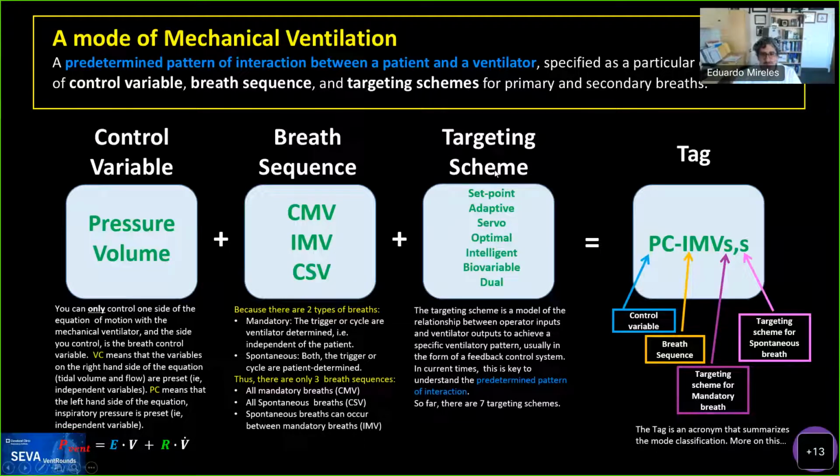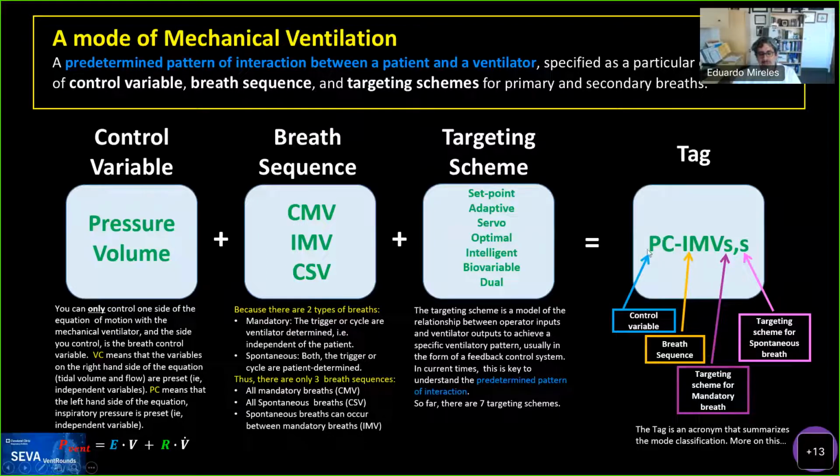but if there's two types of breaths, for example in IMV, where there's mandatory and spontaneous, the first one by convention is going to be the mandatory breath, and the second one is going to be the targeting scheme from the spontaneous breath. So we're going to just review rapidly that in terms of the breath control variable.